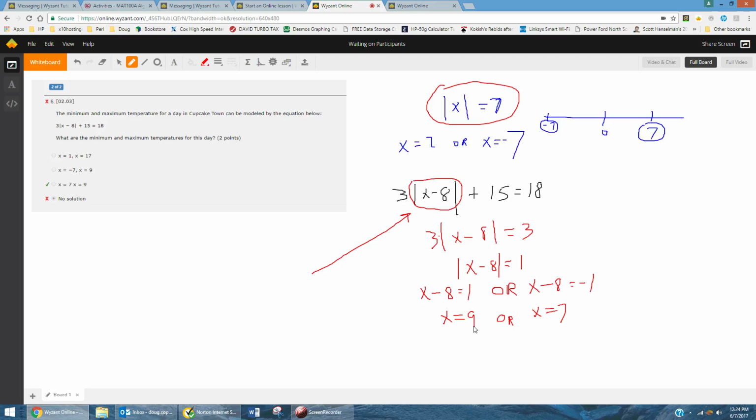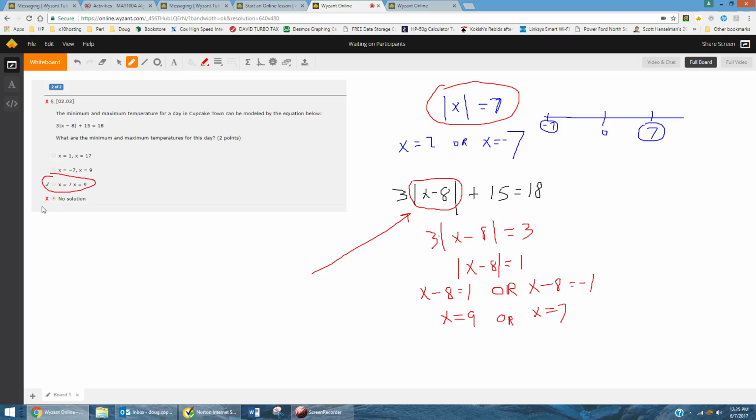The reason is if I put 9 in for x, 9 minus 8 is 1. The absolute value of 1 is still 1. 3 times 1 is 3. 3 plus 15 is 18. If I put 7 in for x, 7 minus 8 is -1, but the absolute value of -1 is still 1. And I end up with the same calculations. So this was the correct answer.